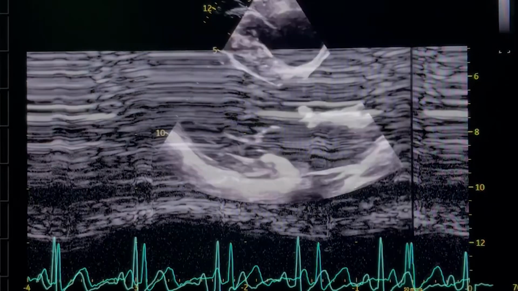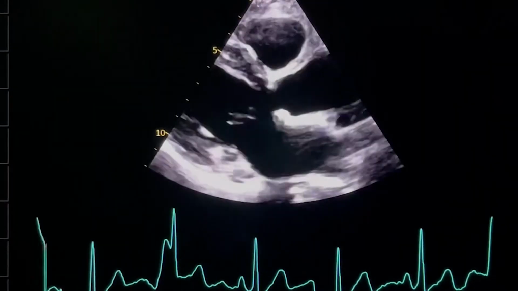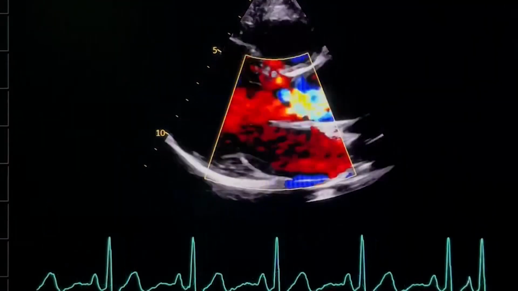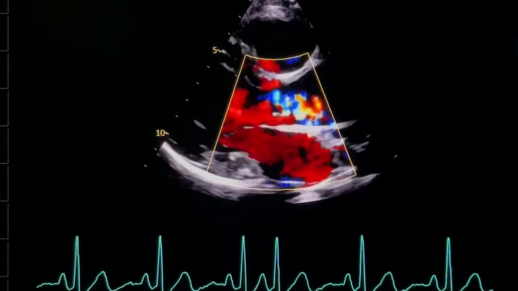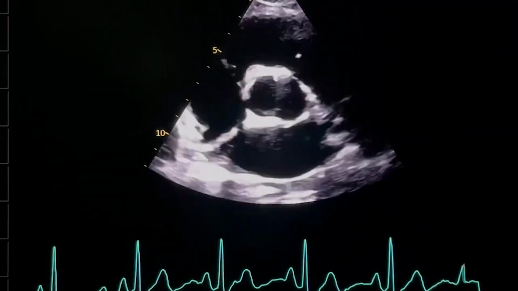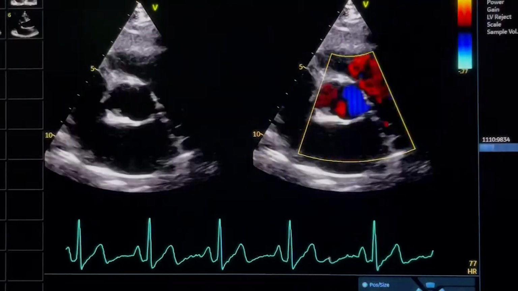So in conclusion, this was a 64-year-old lady who presented with shortness of breath on exertion with no history of chest pain or syncope. She did not have a history of hypertension, diabetes, kidney disease, or anemia. On auscultation, there was an ejection systolic murmur in the aortic area. ECG and chest X-ray suggested left ventricular hypertrophy.